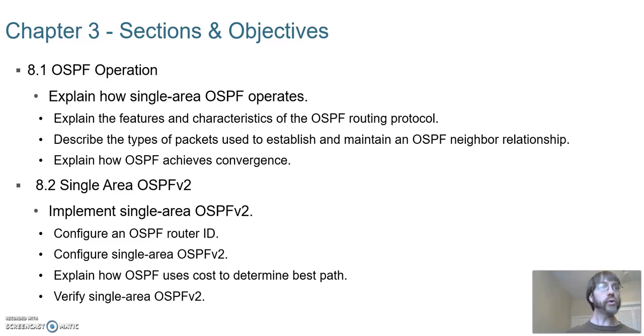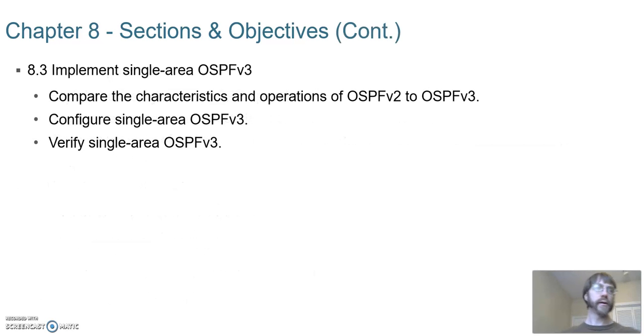So, section 2, we'll talk about single area OSPF v2, how it works with IPv4. How do you set up a router ID, how do you configure the area, how it determines cost, and how you verify what you've done. Then finally, we'll move on to layer 3, IPv6. We're going to implement a single area OSPF v3. We're going to compare the operations and characteristics of OSPF v2 and OSPF v3.